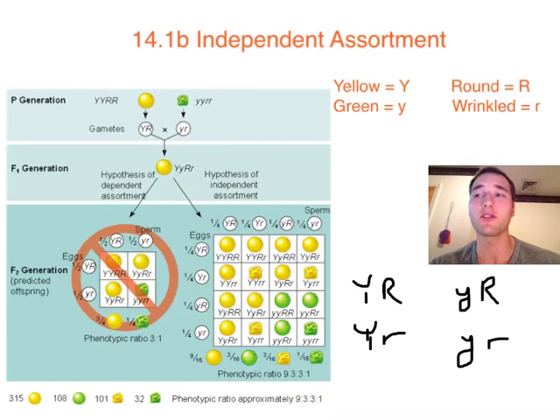Honestly, the reason I wanted to show this is because you're going to be doing some two trait crosses in the near future, and I think it's important for you to see how we come up with the different types of gametes from this parent and this parent, and then how we set up the Punnett Square. So I think that's it for this video.